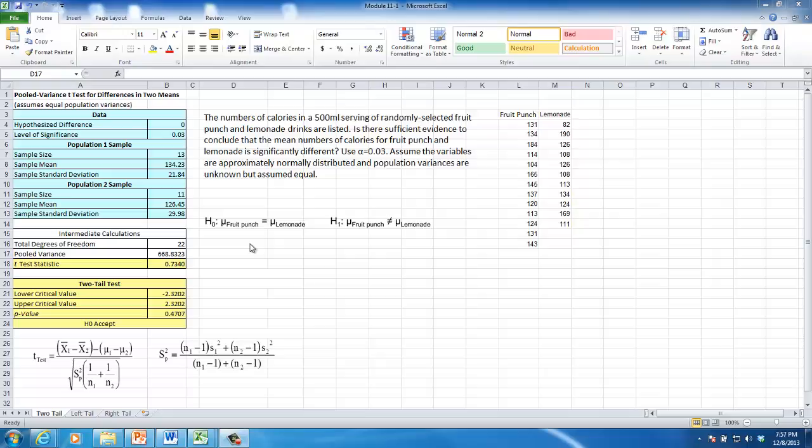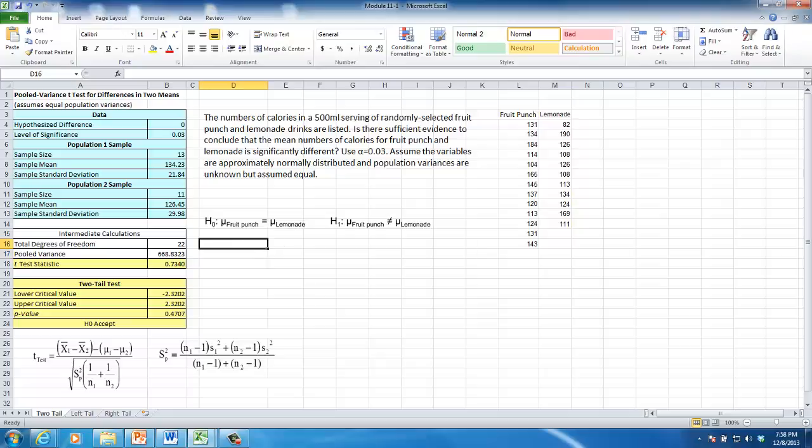Now, in order to test our hypothesis, the second step, after we set up the hypothesis, will be to find the critical value. We need to use the t-test because the population variances are unknown but assumed equal. So we need to use the t-test. Remember, we use the t-test if population variance is not known.